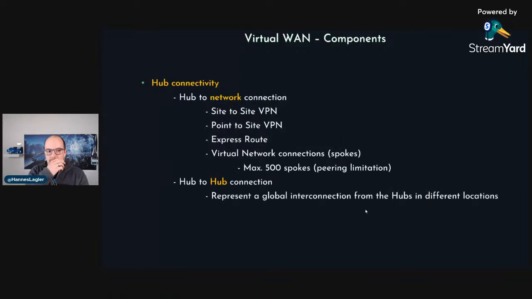a connectivity. A connectivity could be a hub-to-network connectivity, for example, a site-to-site VPN connection, a point-to-site VPN connection, or ExpressRoute, what you prefer. At the end, you can also implement your virtual network connection from Azure, their spokes. Always think about the limitation here. This is not a limitation from VWan. This is a spoke connectivity limitation. You can have up to 500 spokes per VWan hub. Normally, I don't see any limitation or problems here.